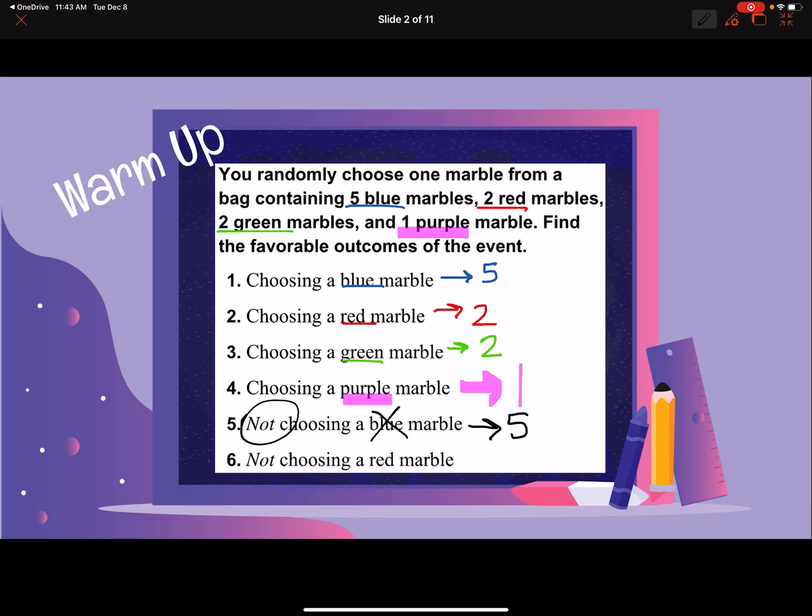And number 6, not choosing a red marble. So we are wanting everything except red. So go up to the bag numbers. We have 5 blue, 2 green, 1 purple. So that would give us 8 favorable outcomes for that event.